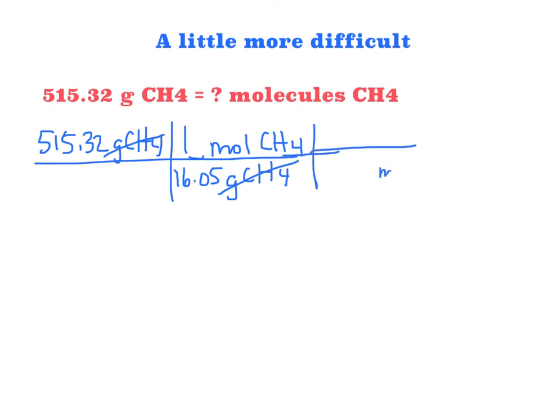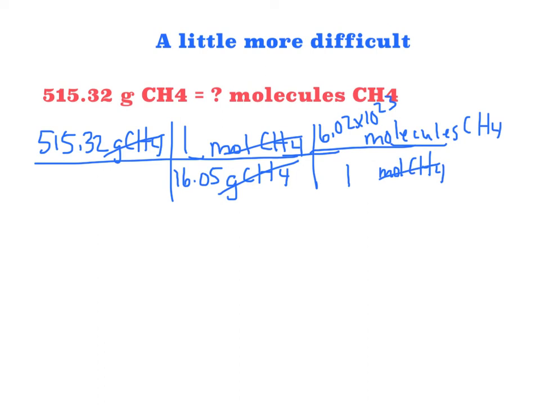I'm going to copy down moles of CH4. And I can change moles to representative particles, which in this case is molecules of CH4. And for every 1 mole, there are 6.02 times 10 to the 23rd molecules. There's only 2 conversion factors that you need to know, and you need to put them together. Then I multiply everything on top. I divide by everything on bottom.